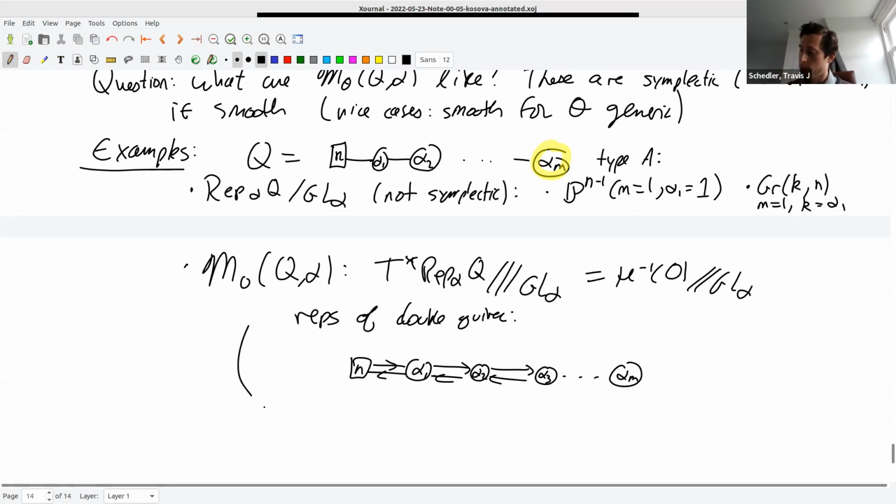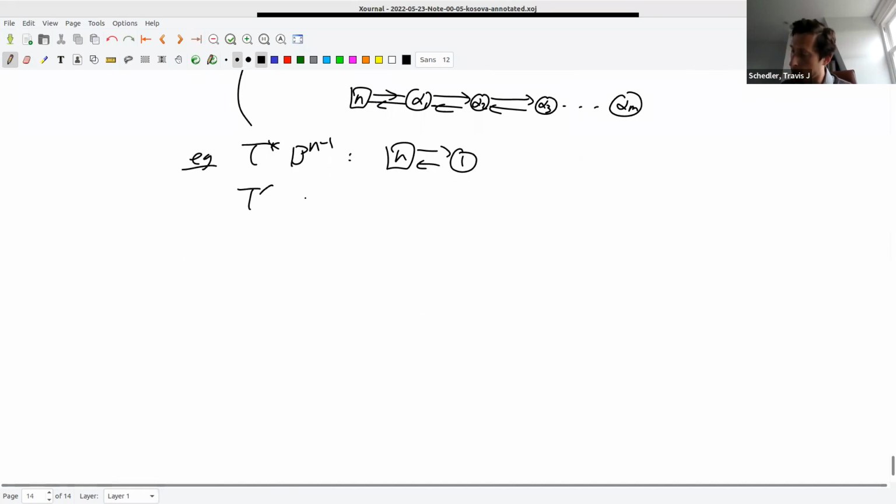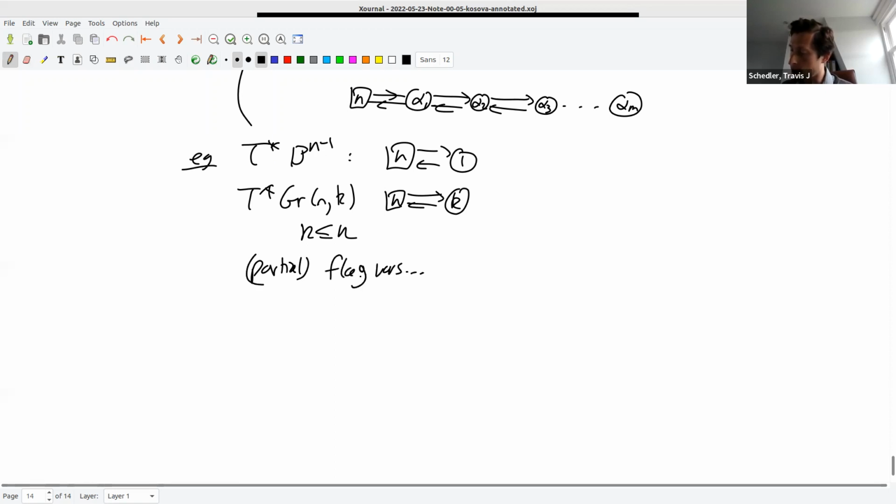So then this will give you now T star P^(n-1) in the case where we just have n and we have a 1 here, or more generally T star the Grassmannian, if we have an n and a k here. Let's say k less than or equal to n. And similarly, there are no partial flag varieties. These are not going to give you these generalized flag varieties when the G is not SL_n. It's only going to give you the actual flag varieties, but it will give you lots and lots of other things that aren't flag varieties or generalized flag varieties at all.